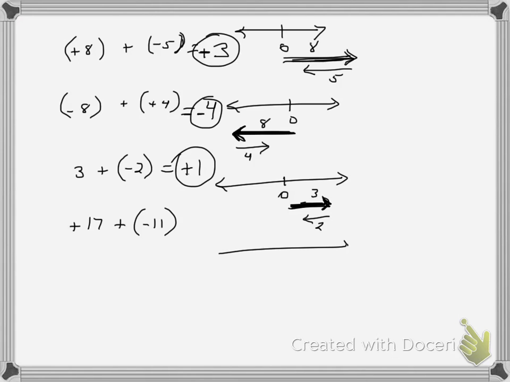And finally, I'm going to go positive 17 and back 11. I'm going to end up in the positive direction because I've gone further in this direction. And where do I end up? At what point? Well, if I've gone forward 17 and backward 11, the difference between 17 and 11 is 6. Okay.